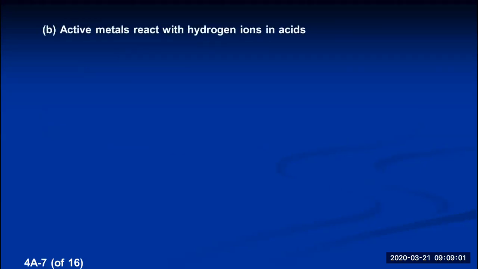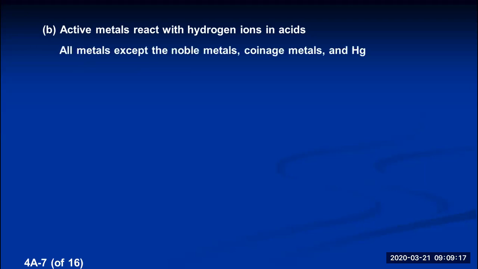The second type of replacement reaction I want to talk about are active metals reacting with hydrogen ions in acids. And as an example for this, we're going to do the reaction of aluminum metal added to a solution of hydrochloric acid. This type of reaction occurs for all metals on the periodic table except for noble metals, coinage metals, and mercury. These are the only ones that are not active enough to react with the hydrogen ions that are found in acids. So aluminum is an example of a metal that is active enough.